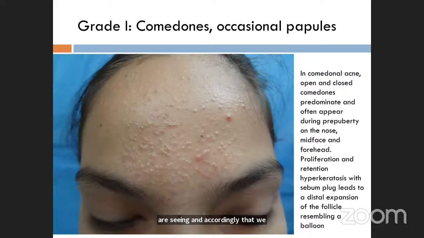So grade 1 acne is basically comedones, that is the non-inflammatory lesion. In this slide, mostly what you are seeing is blackheads and whiteheads. They are skin colored, and you may see occasional papules, so a few red raised lesions will also be seen. It is very important to identify grade 1 acne, because treatment of grade 1 acne is totally different from the rest of the grades. Why so?